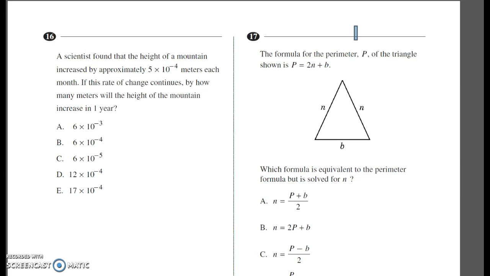If this rate of change continues, by how many meters will the height of the mountain increase in 1 year? Now the obvious choice is to go for this answer right here, because most people are going to see the 12 and the 1 year and they're going to automatically choose that. But you've got to understand how scientific notation works for this question to make sense.